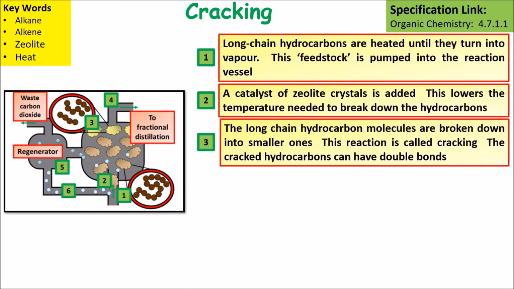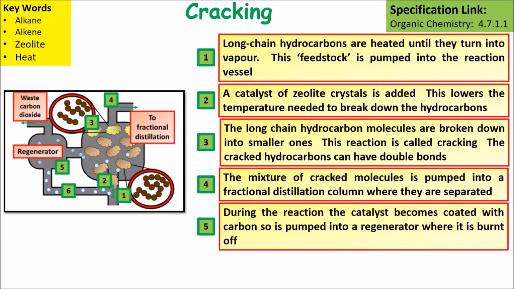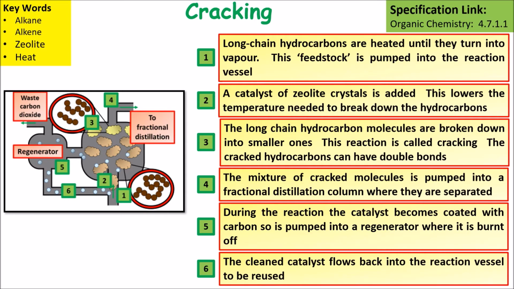So the cracked hydrocarbons now contain double bonds. The mixture of cracked molecules is pumped into a fractional distillation column where they can be separated out. So during the reaction, the catalyst becomes coated in carbon, so it's pumped into a regenerator where the carbon is burnt off. So the clean catalyst then flows back into the reaction vessel so it can be reused.